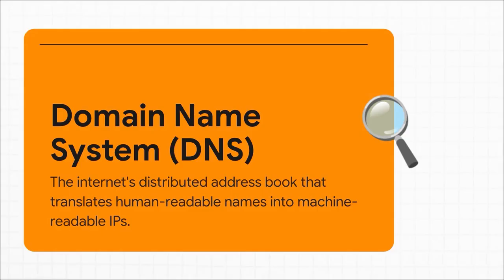That's where the domain name system, or DNS, comes in. You can think of it as a translator. Its entire job is to take the name you type, like youtube.com, look it up, and hand back the correct IP address number that the computer needs. It's just like looking up a friend's name in your contacts to get their phone number.